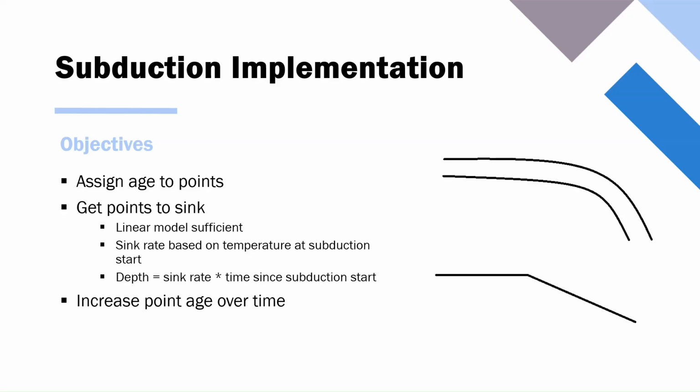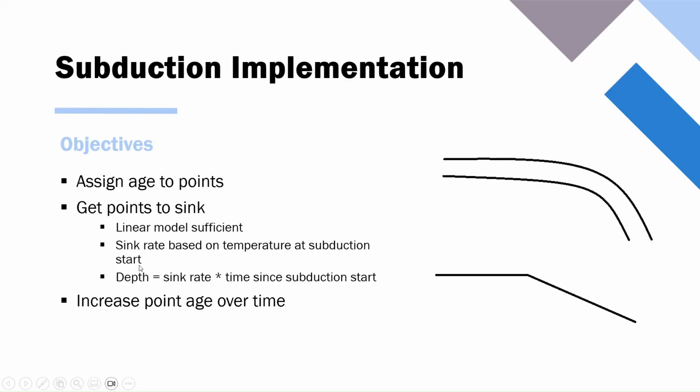Let's talk about where we've got to with the subduction implementation. So we've got three objectives here. The first is to assign an initial age to each point in the globe. This is fairly straightforward. We're going to assign a maximum age to each plate, and then the points are just assigned ages on a gradient from 0 to that maximum age, moving spatially in one direction across the plate. Very, very straightforward.